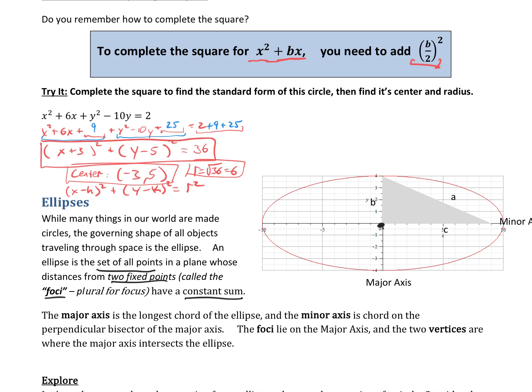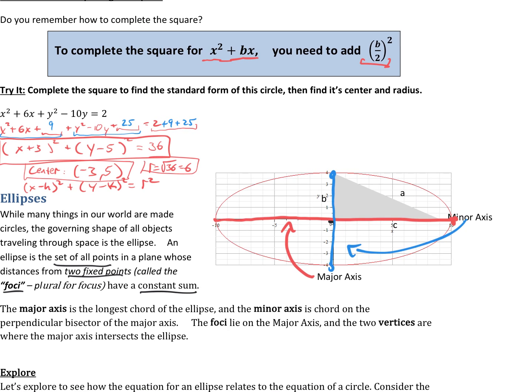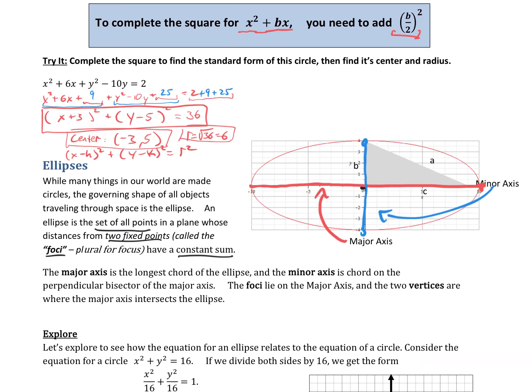So the major axis is the longest chord, and the minor axis is perpendicular to that. So a chord goes from edge to edge. So this length right here is our major axis, and the minor axis would be this distance right here. Okay, so those are the major and the minor axis.